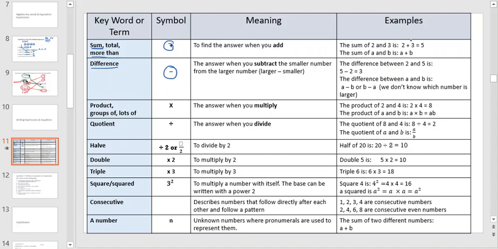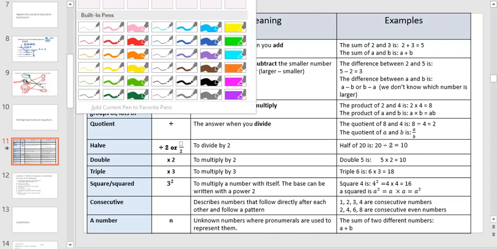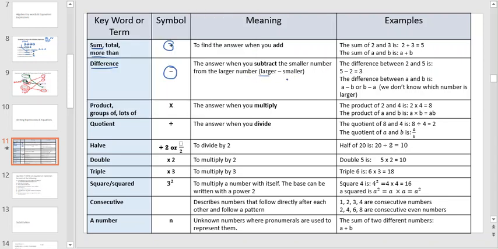So, for example, the example here says the difference between 2 and 5 is, and you can see how they've gotten the 5 first, take away 2, because finding the difference is the larger number, take away the smaller. But when we have algebra, the next example says the difference between A and B is, you could have either A take away B or B take away A because we don't know which number is larger. I don't know what A is, I don't know what B is. So technically either one is okay.